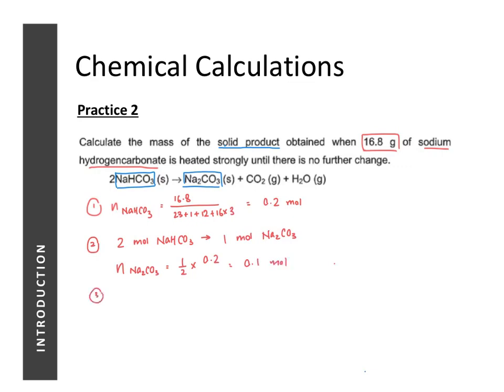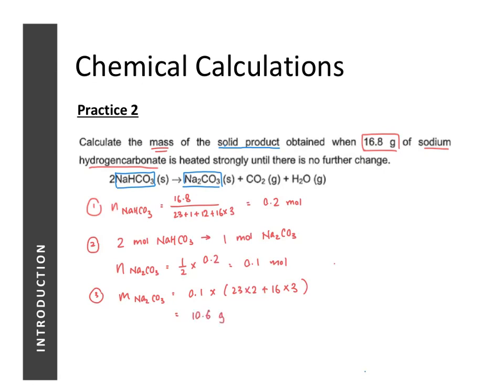Step number 3, we need to convert from moles. Since the question requires the mass of sodium carbonate, and now we have the number of moles, we need to convert to mass by taking number of moles times the molar mass, and that will give us a value of 10.6 grams.